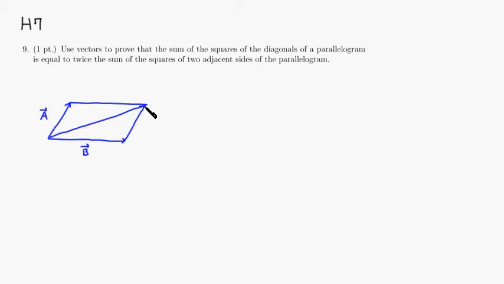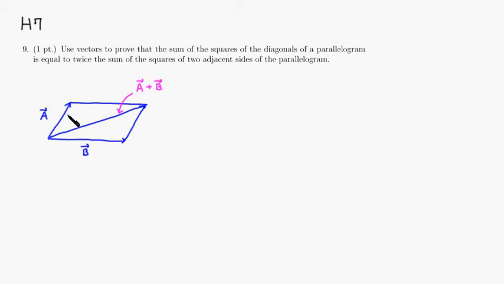This one can be expressed in terms of vector A and vector B. Simply, you can just add vector A and vector B together to get there. So I'm just going to call this one, we can write it as vector A plus vector B.